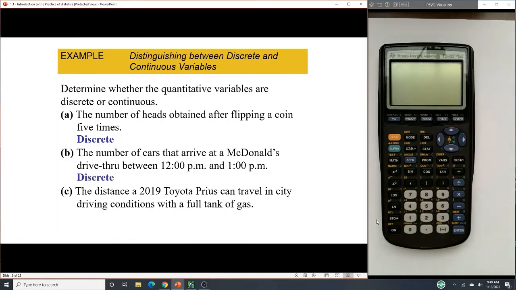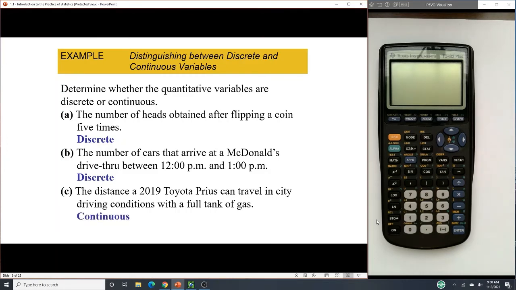The number of cars in a McDonald's drive-thru, again, is discrete on this one because you can't have half a car that's actually going to drive through the McDonald's. They're all individual cars, and it's a set time frame, so it's not an infinite amount there.